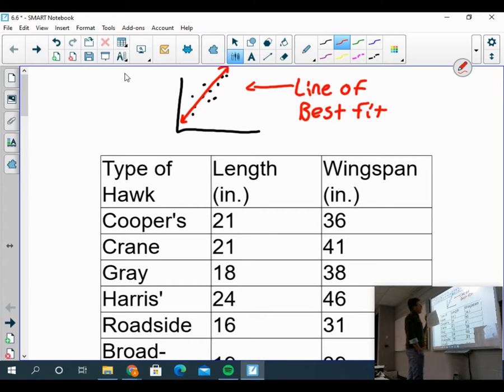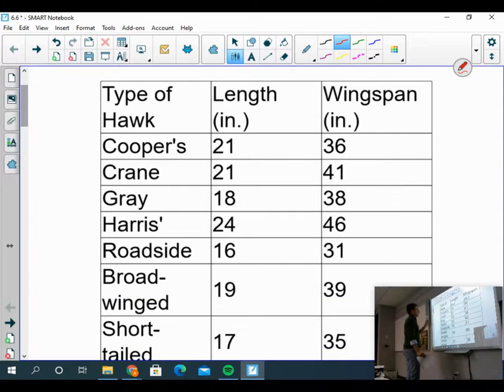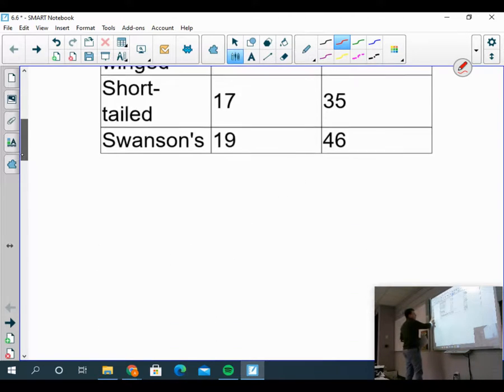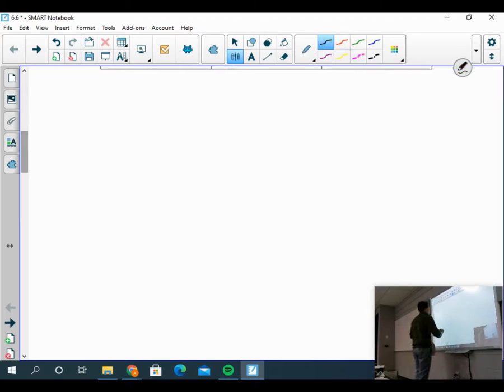But we're going to, after we make our scatter plot, use our knowledge of how to write the equations of lines to estimate a line of best fit or a trend line for our scatter plot. But enough of that, let's make a scatter plot. So how am I going to make a scatter plot? We're going to use this table to make my scatter plot.